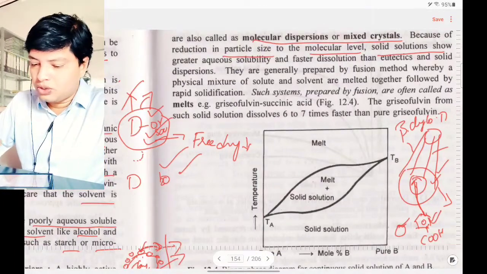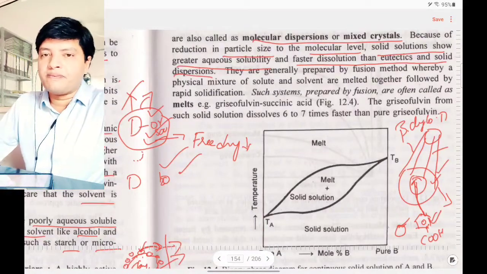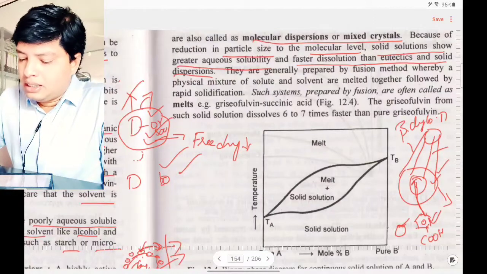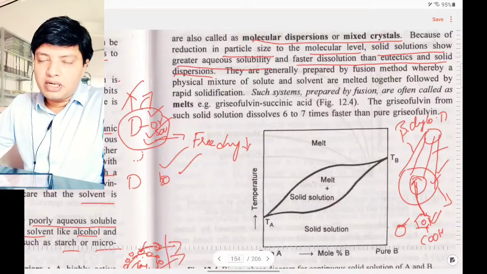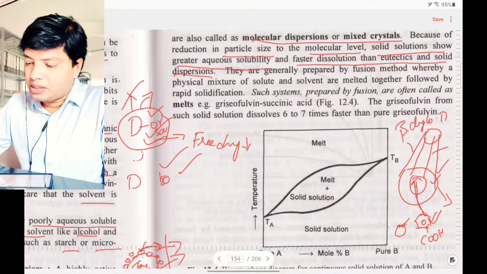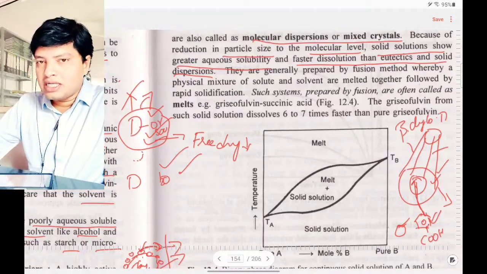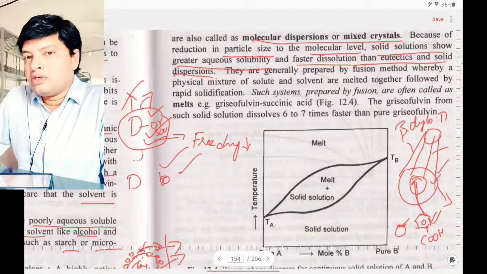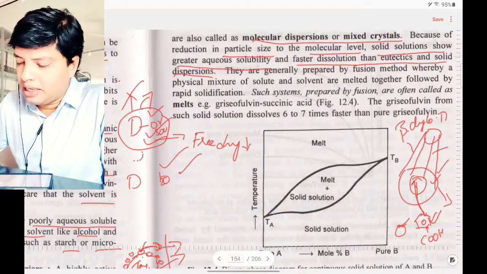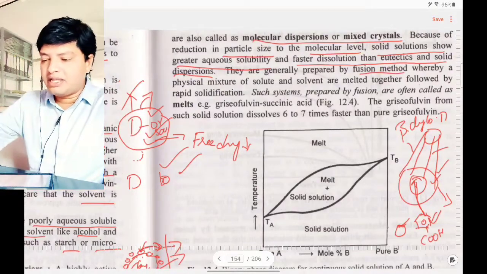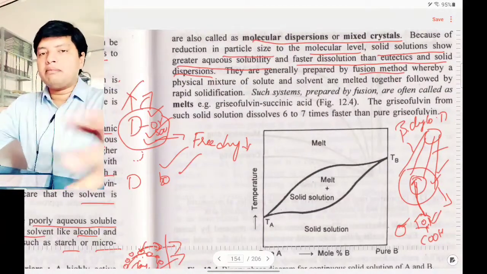So a solid solution shows greater aqueous solubility and faster dissolution than eutectics and solid dispersions. Remember, eutectic, solid dispersion and solid solution: among these three, the solid solution particles will have more water solubility compared to the other two. Generally they are prepared by the fusion method. I told you, just mix them and melt them together, followed by rapid solidification.